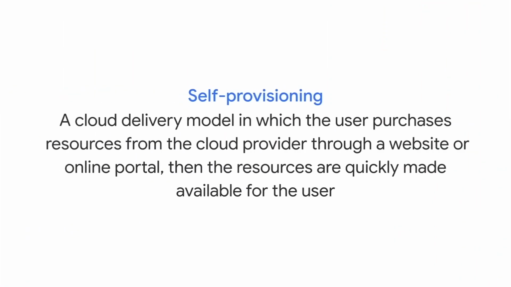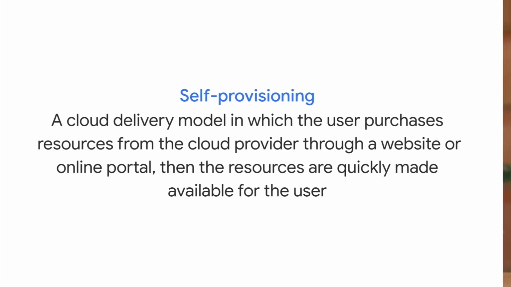With self-provisioning, also known as cloud self-service, the user purchases resources from the cloud provider through a website or online portal, and then the resources are quickly made available for the user, usually within hours or even minutes. Although users only pay for the resources they use, how they choose to receive these resources affects how much they pay. Payment can be arranged with one of three rates: fixed, pay-as-you-go, or instant purchase.